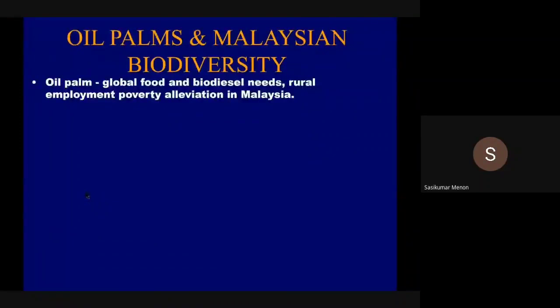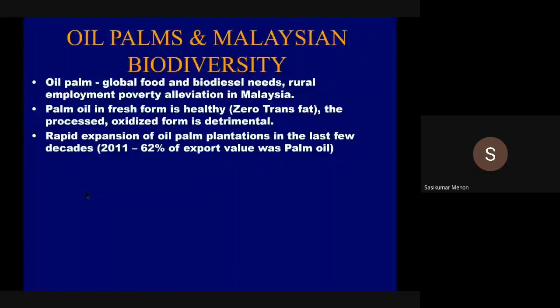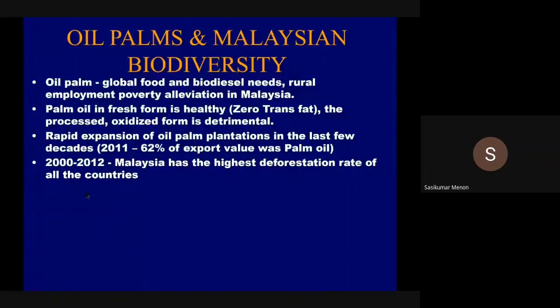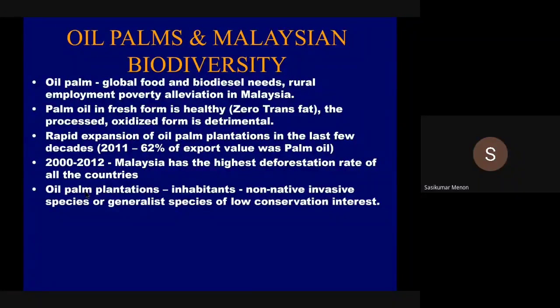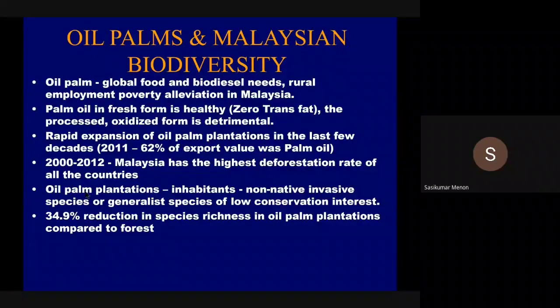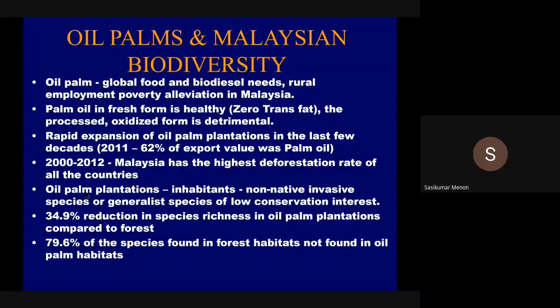Now, they started doing that, and in 2011, 62% of the nation's export was only oil. So that was the kind of production that we were making, and in 2000 to 2012, Malaysia was recorded to have the highest deforestation rate amongst all nations of this world. Now, if you look at the oil palms, you will find the wild inhabitants are not really there. The only inhabitants found in these oil palms are generally species which have very low conservation interest. 34% reduction in species is found due to oil palm plantations as compared to forests, and almost 63% of the organisms are not found. So almost 80% of animals who are seen in the forest are not seen in palm habitats.